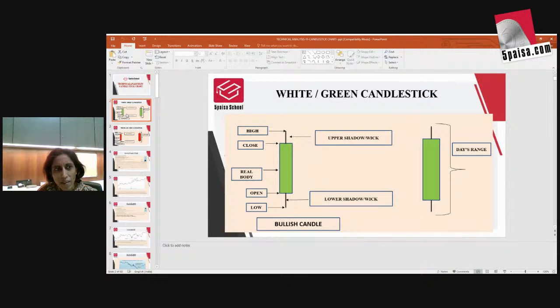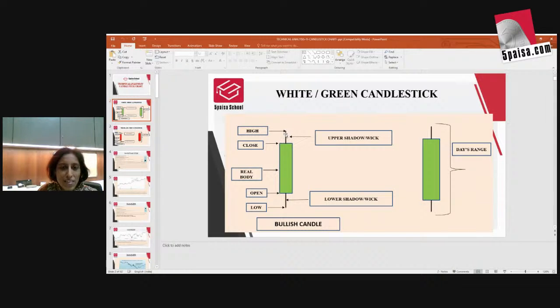So a quick reflection on that. In case of bullish sentiment, we usually get to see a white or a green candlestick. And why do we refer to it as bullish? Because the closing price is over and above the opening price. This is the real body which we discussed. This is the lowest price of the day and this is the highest price of the day. So since the closing price is over and above the opening price, it indicates a bullish sentiment, and this is a bullish candle.